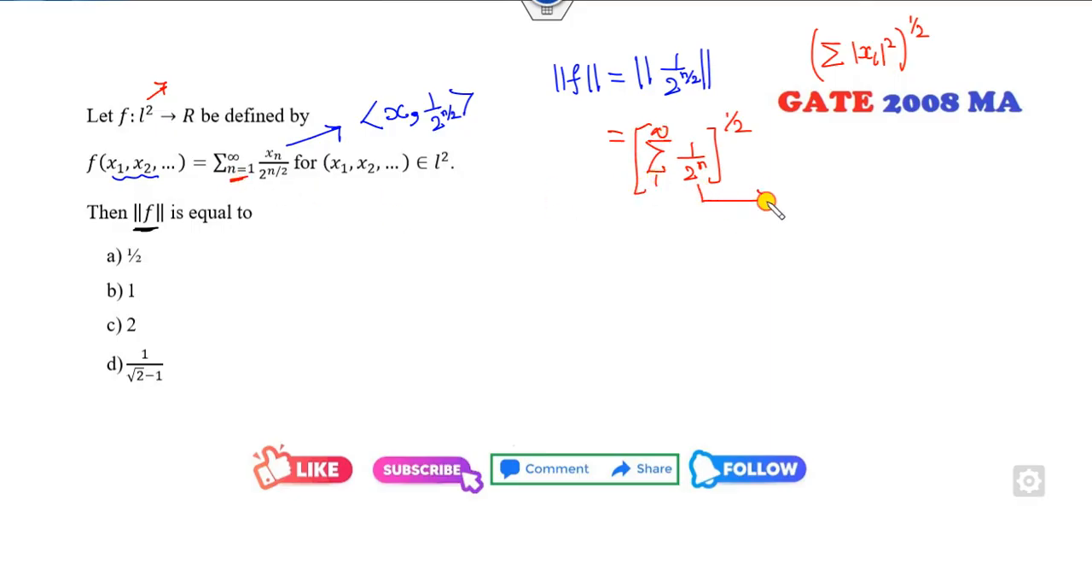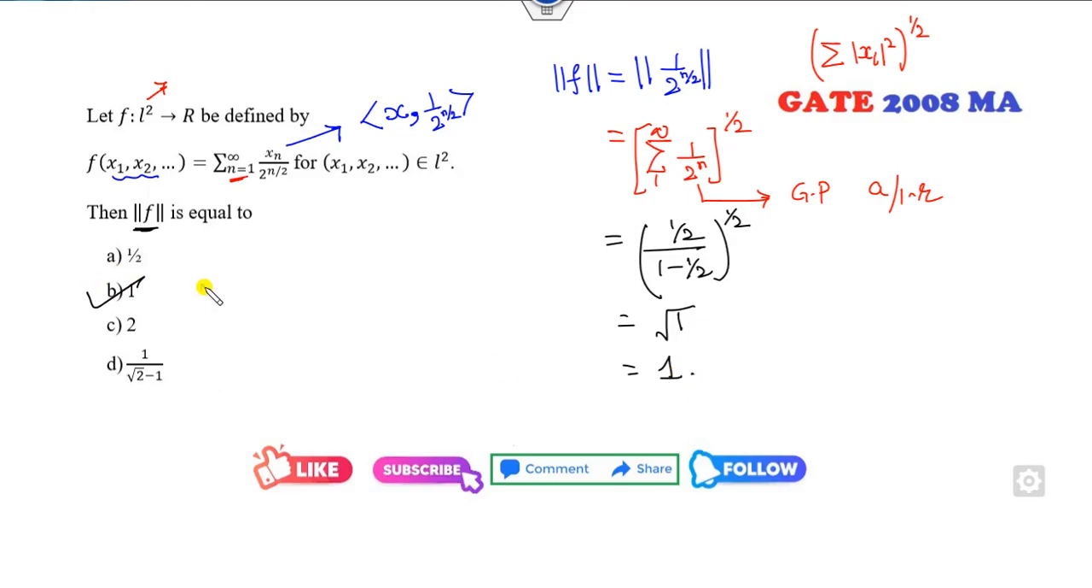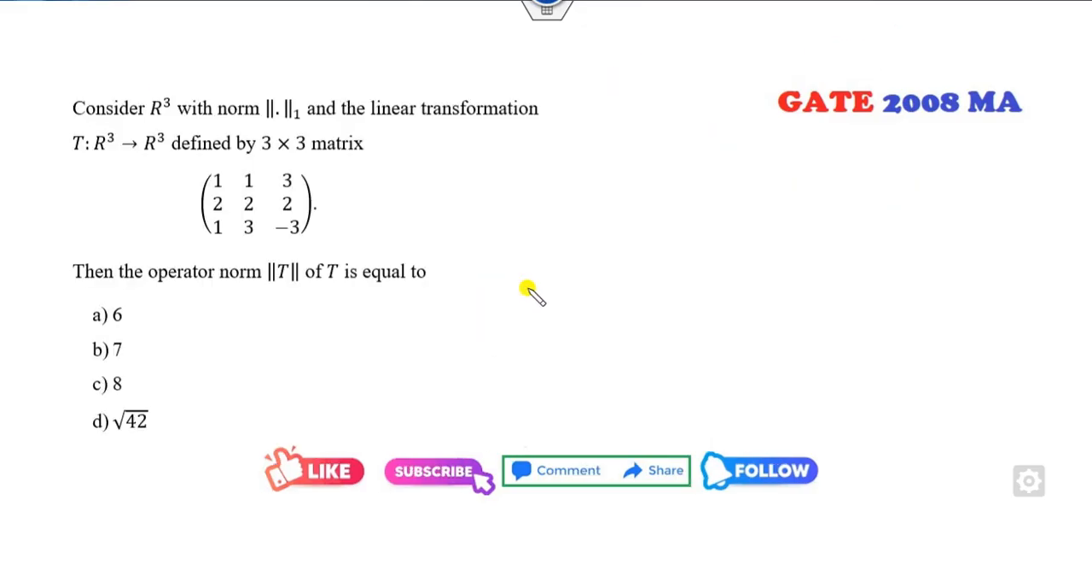This is again a GP series. So the sum of the GP is a over 1 minus r. So a is this, r is this raised to power half. So it is 1 of this. So the answer is 1, the right answer of this problem. You can see a maximum of 10 to 15 seconds is needed to solve the problem.